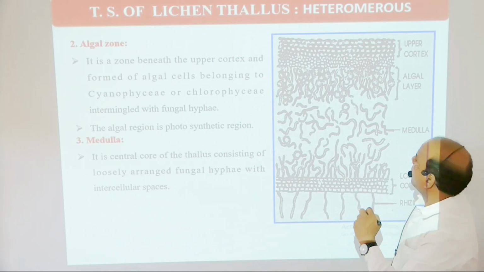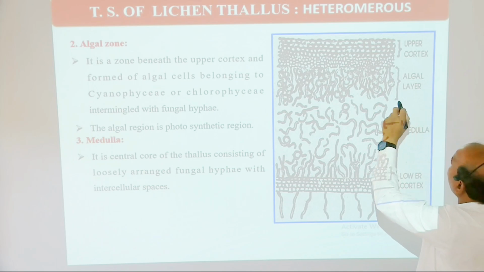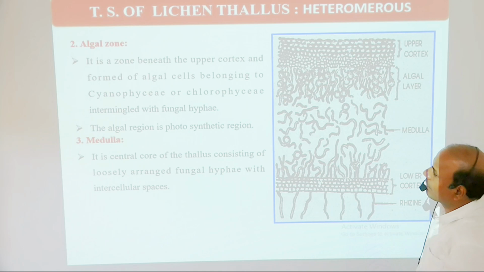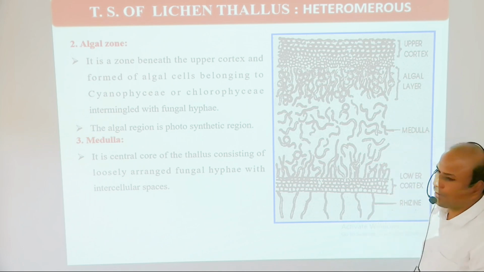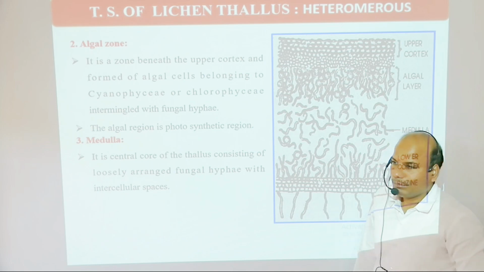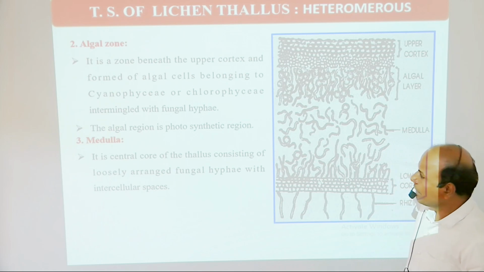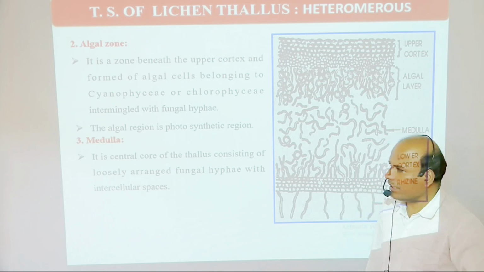Now what about the algal zone? You can see where the algal zone is present. You can see the next layer below the upper cortex. The next zone is the algal zone. It is a zone beneath the upper cortex and has algal cells belonging to Cyanophyceae and Chlorophyceae members. The algal region is a photosynthetic region because it is green in nature.